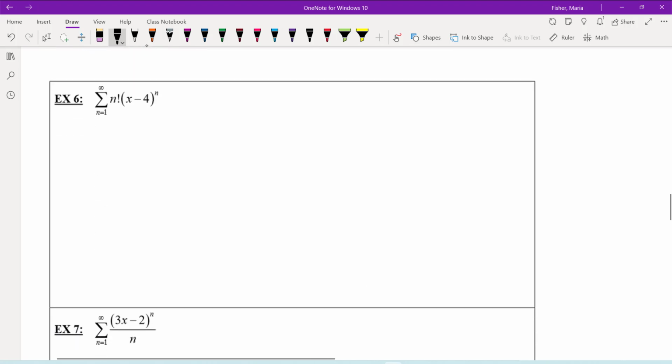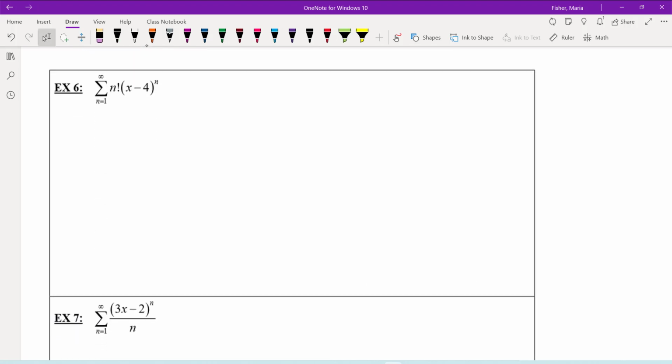Okay, let's look at the next one, example 6. The sum from n equals 1 to infinity of n factorial times (x minus 4) to the n. Again, where is this thing centered? Well, if I set x minus 4 equal to 0 and solve for x, I know that I am going to be centered at 4. Now let's go ahead and find that interval of convergence.